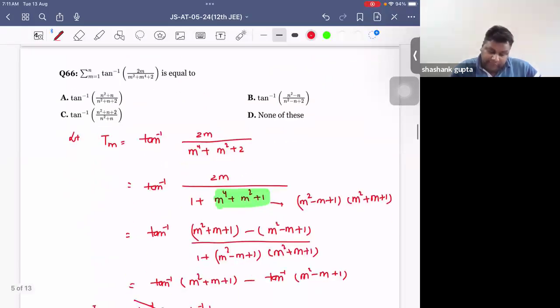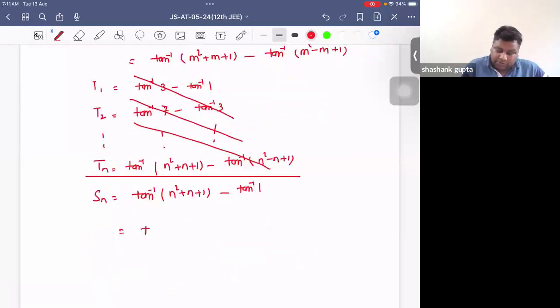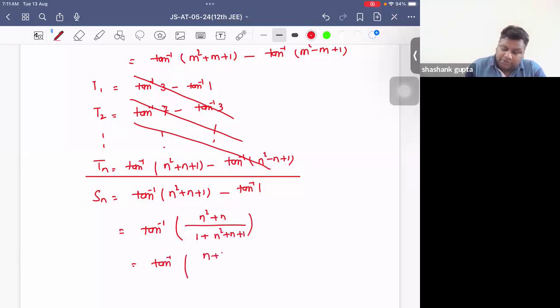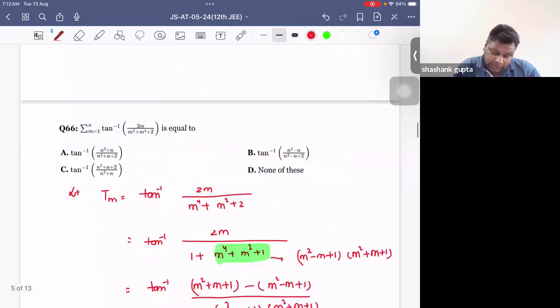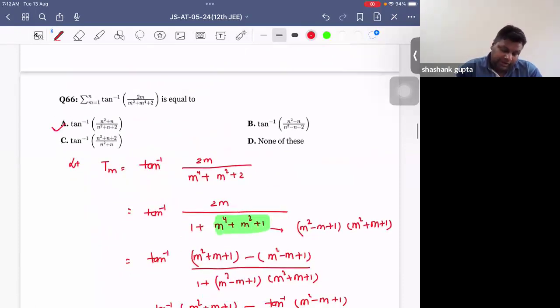See, in the options, they have used the formula once again. So I can write tan inverse of a minus tan inverse b is tan inverse of (a minus b) upon (1 plus ab). So it will become n square plus n upon 1 plus a into b, that is n square plus n plus 1. So it will be tan inverse of (n plus n square) upon (n square plus n plus 2).